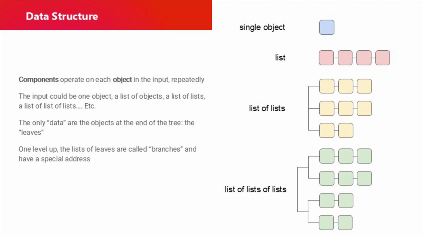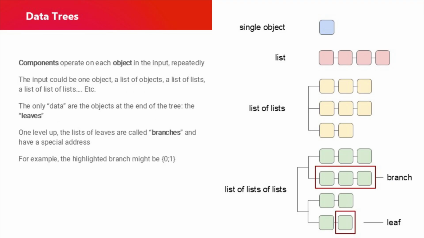Now, the next level up is a list of lists. Each row is its own list, and all the rows form a list of lists. The actual data at the end, we call those leaves. The lists that contain them are branches, and together that is a data tree. And we're, of course, going to talk about this more, especially in Module 3.